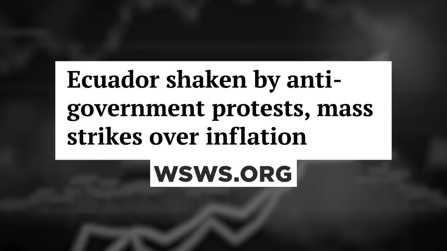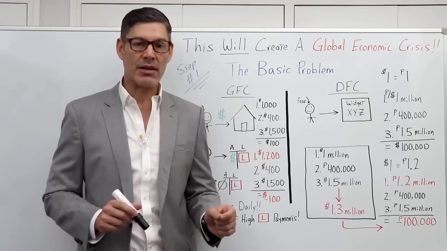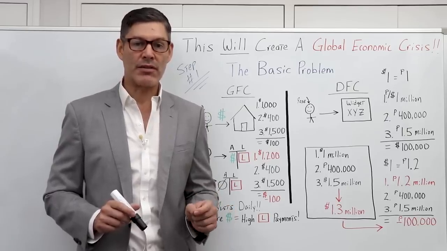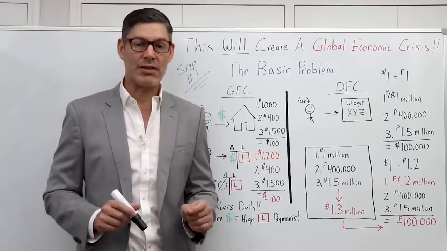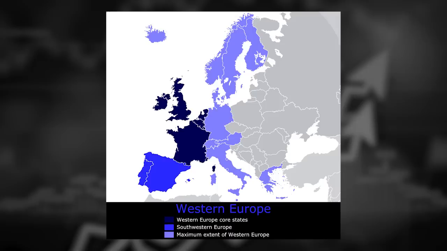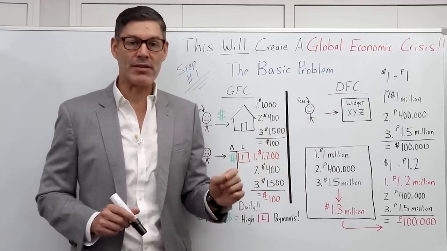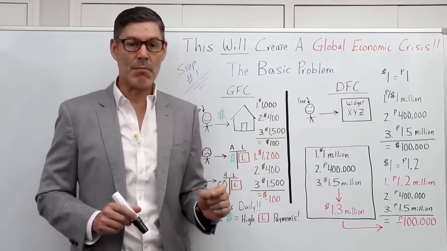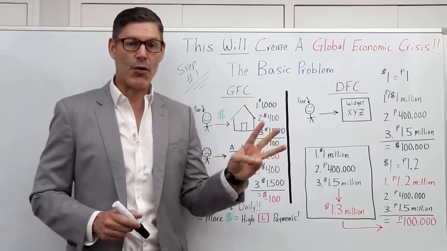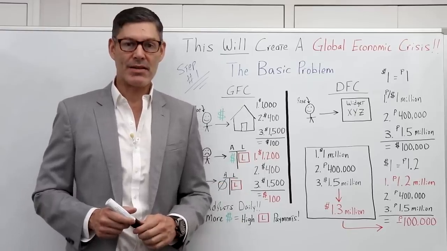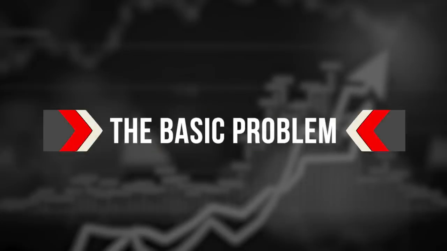And if the dollar continues to go higher against other currencies, we could see countries collapsing like Japan and even countries in Western Europe, to the point where we have this global economic crisis that could eventually impact the United States. I'm going to explain this to you in 3 simple, fast steps. Step number 1, let's go over what the basic problem is.